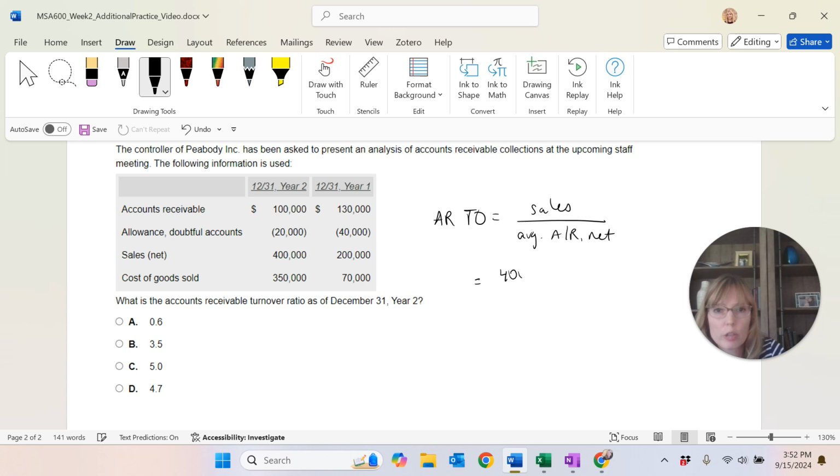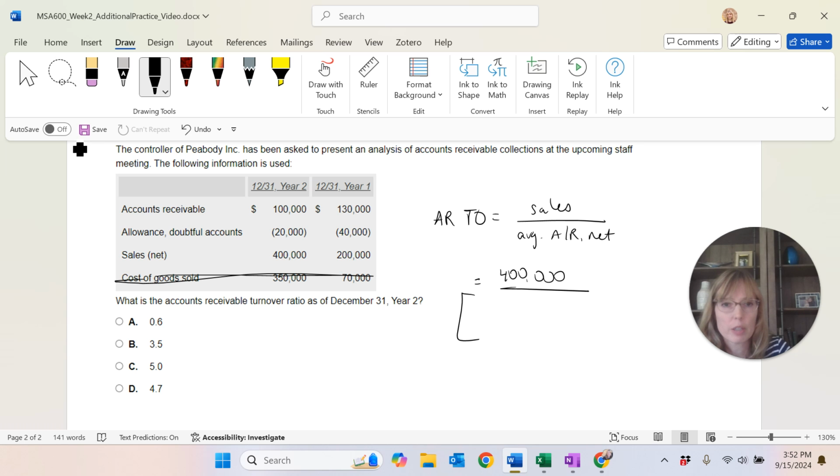Sales were given as 400,000. And then the average accounts receivable. Now, when we're looking at Becker, sometimes they want us to use the average and sometimes they just want us to use the ending balances. I would say here, because we're given the beginning balances or the ending last year, we're going to need to calculate the average. If for some reason I don't get the answer, I'm going to try just using ending balances. This cost of goods sold is distractor information, so we don't need to use this at all.